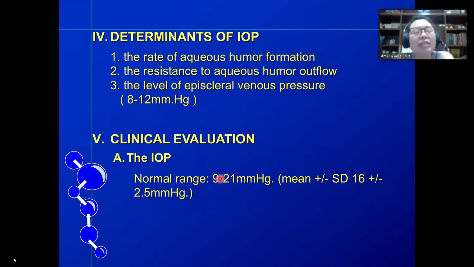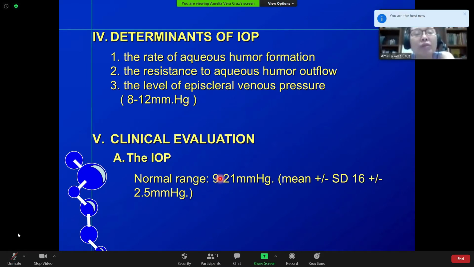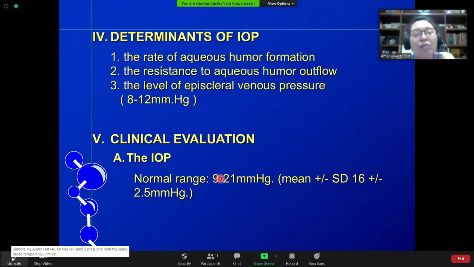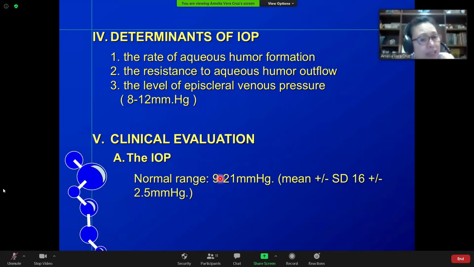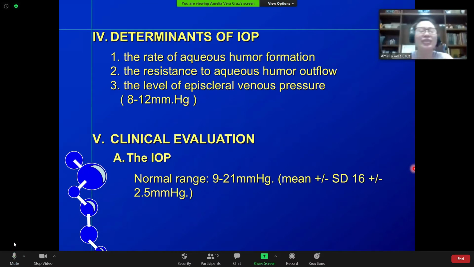Okay, determinants of intraocular pressure. Now, the rate of aqueous humor formation, the resistance to aqueous humor outflow, and the level of episcleral venous pressure. The normal episcleral venous pressure is 8 to 12.